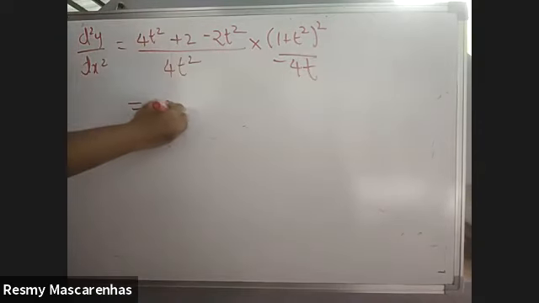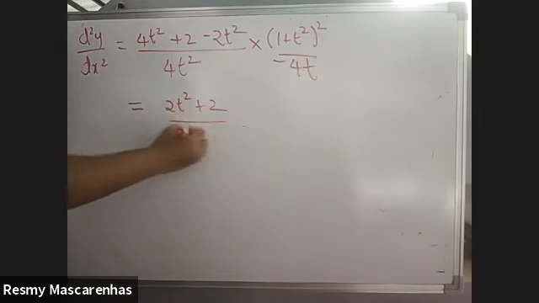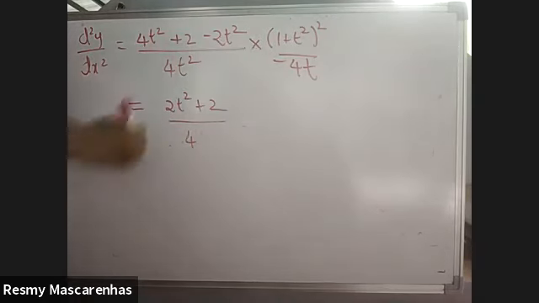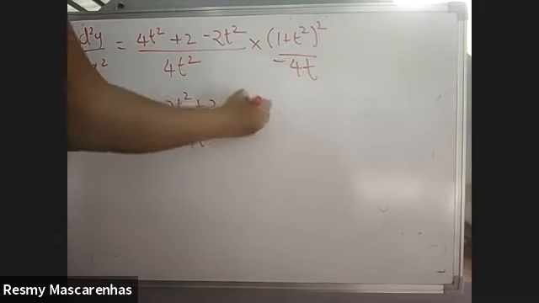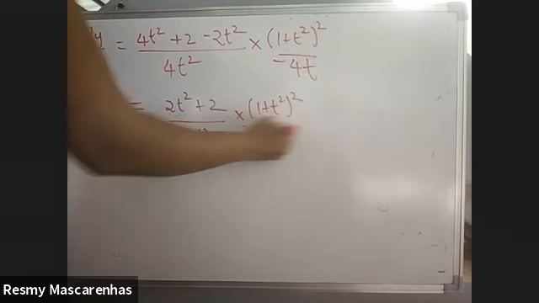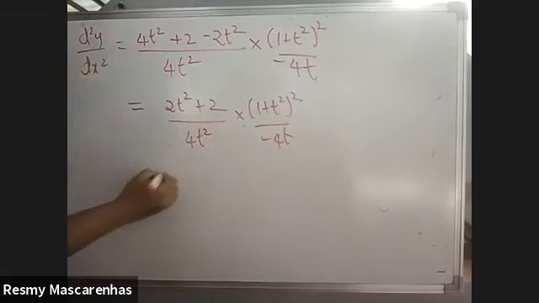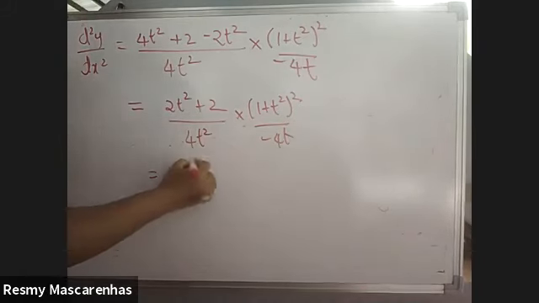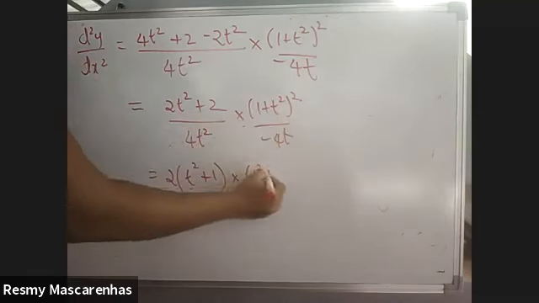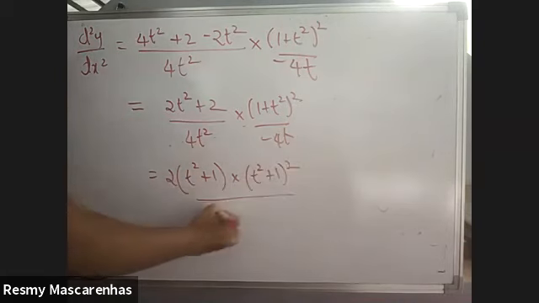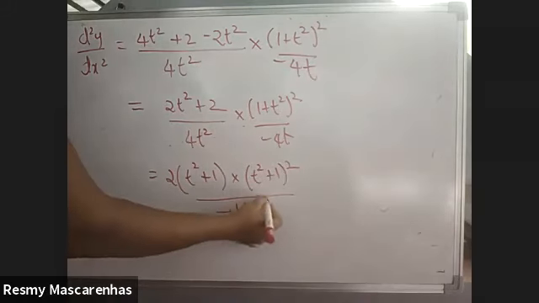Four minus 2 will give you 2t square plus 2. Okay, upon 1 plus t square the whole square upon minus 4t. 2 if you take out common, so this will be t square plus 1 into, again I am writing this ulta, 4 into 4 will give you minus 16 t cube.